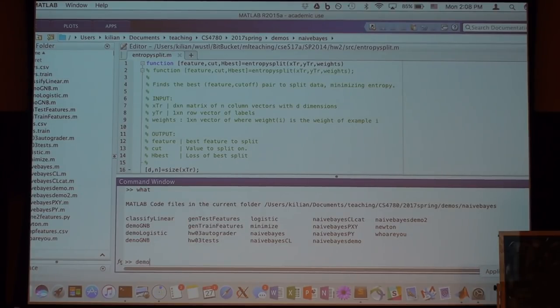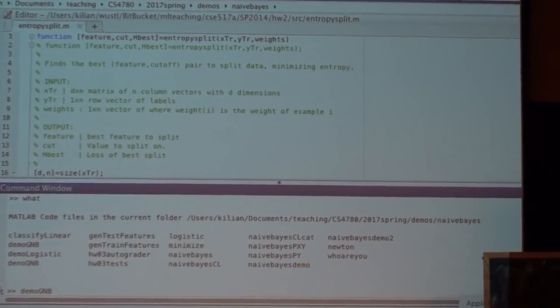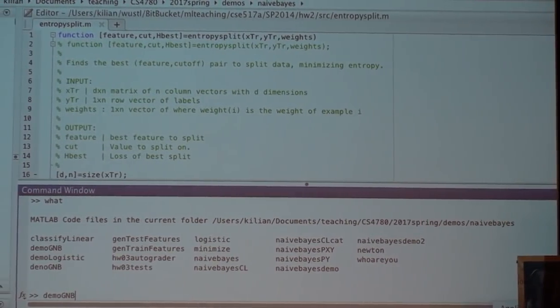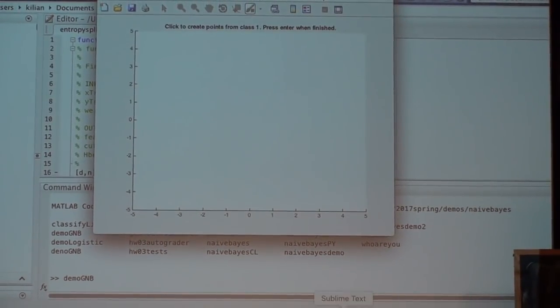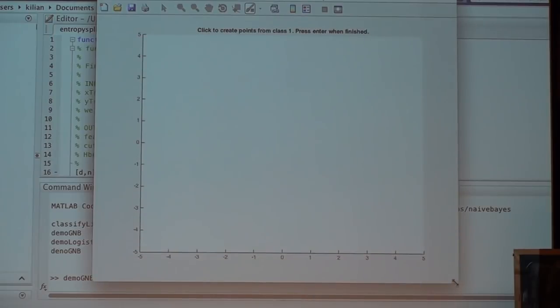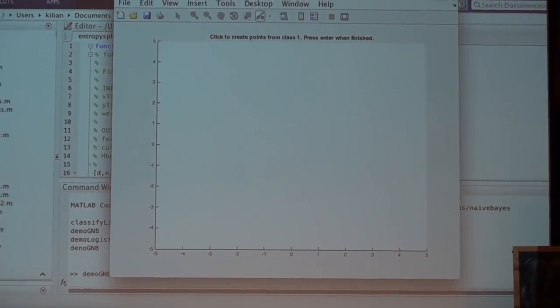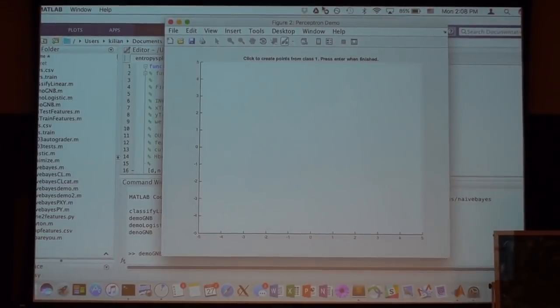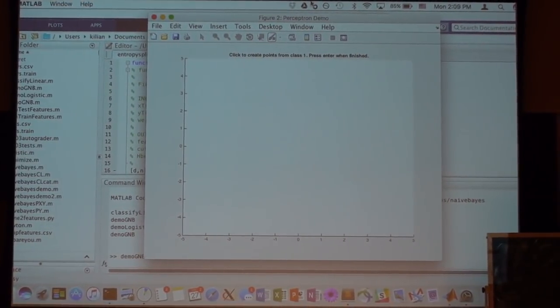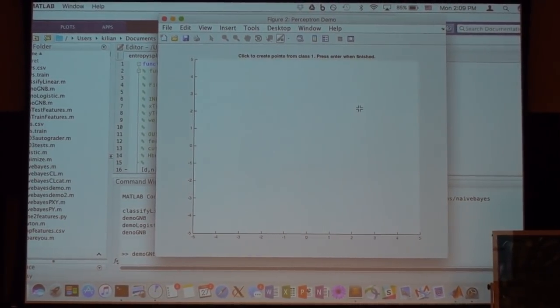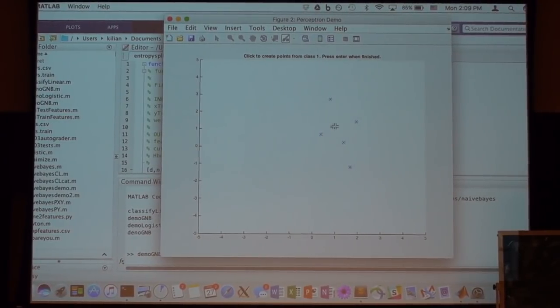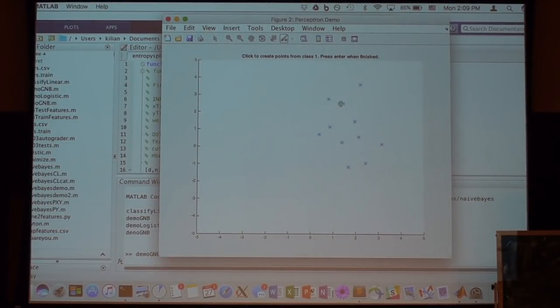I can also show you a demo of GNB. Now I'm running a Gaussian naive Bayes classifier. So here's what I'm doing. I just have two dimensions, and I draw some points from two classes, circles and crosses, and then I look at the decision boundary after training. We first take some positive points, and then I draw some negative points, and we can now run it and visualize the decision boundary.